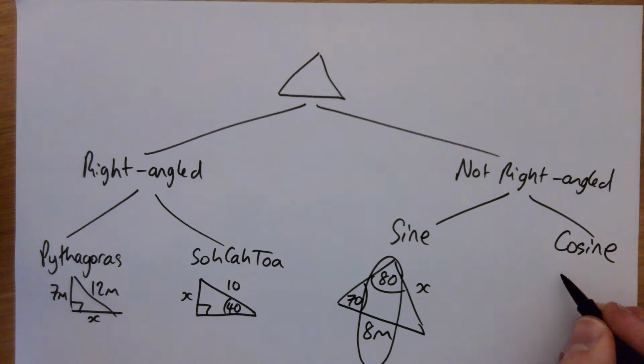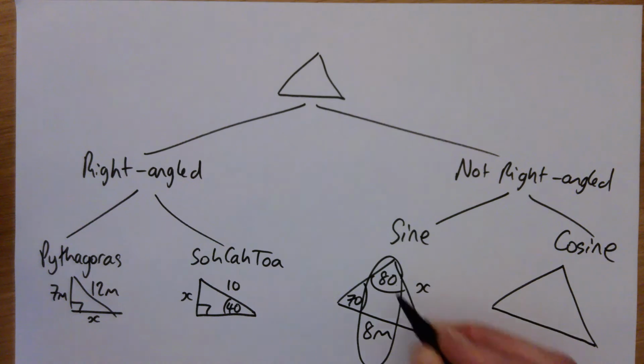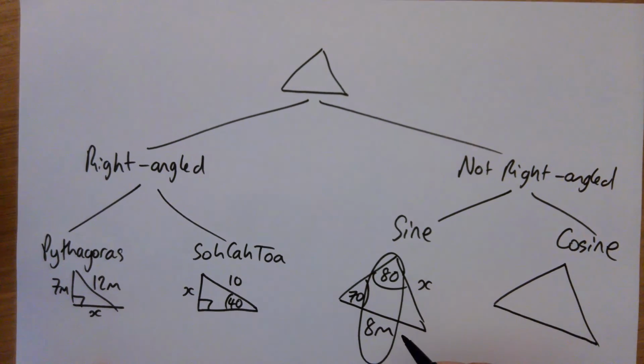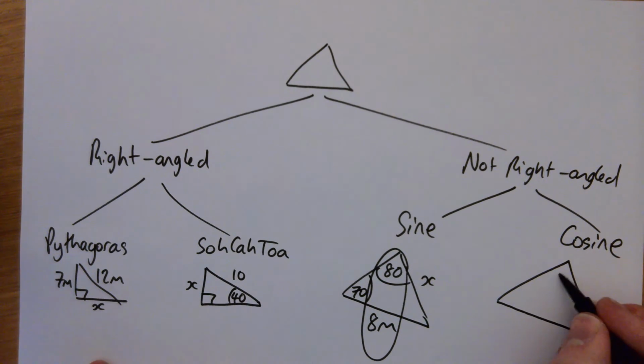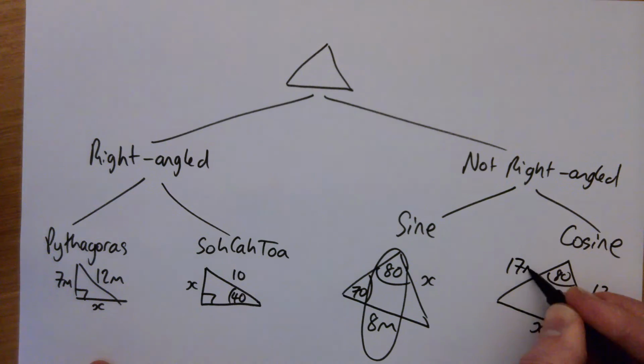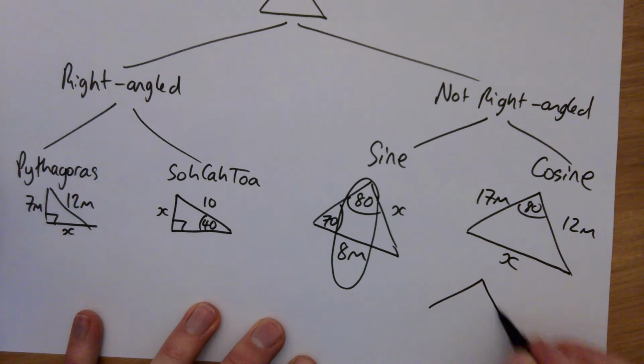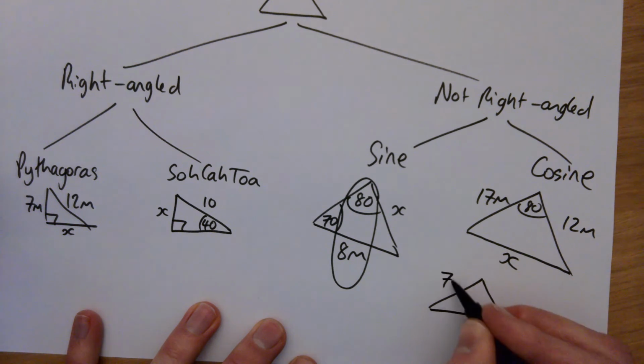The cosine rule is when we don't have an angle and its opposite side. So we might have an angle, we don't have to, but we don't have its opposite side. So you might have something that looks like that. Alternatively, you might be given a triangle like so. You might be given all three sides.